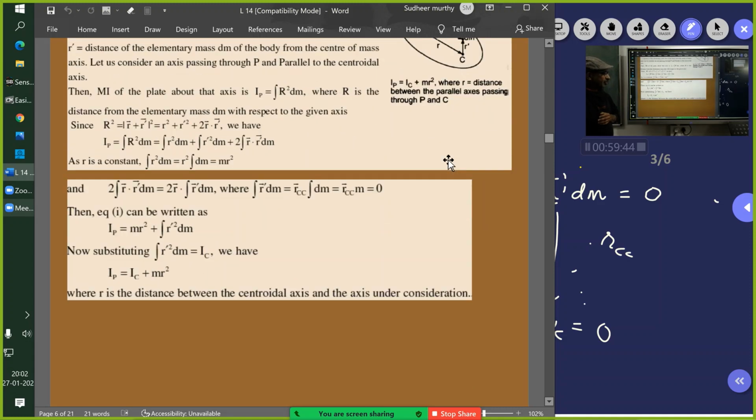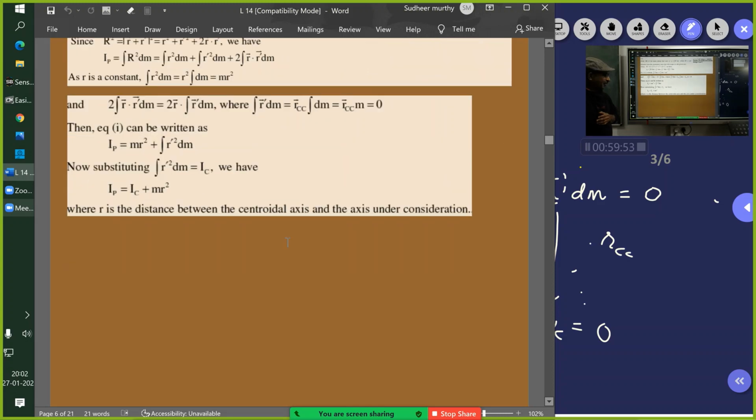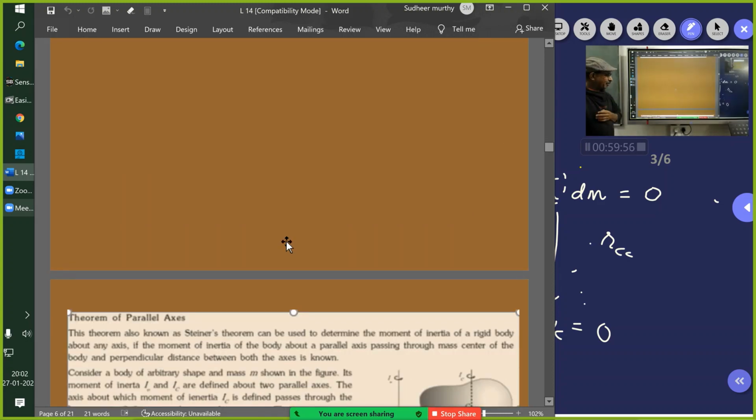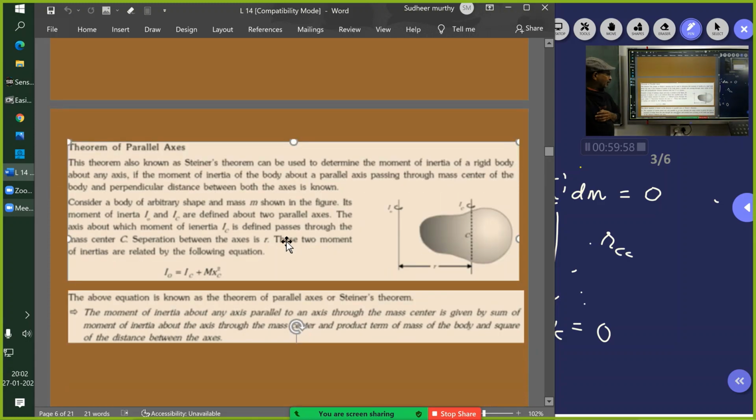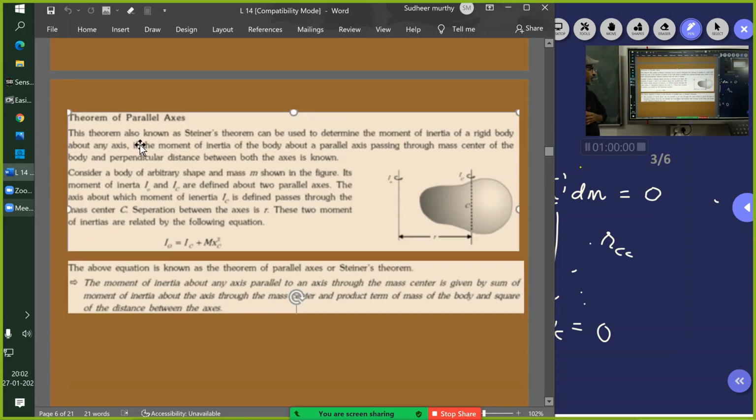Sir, so it implies that the moment of inertia about the center of mass is always the minimum. Yes, obviously. Very good abstraction. So another way to look at this one is like this. This theorem is also known as Steiner's theorem and can be used to determine the moment of inertia about any axis if the moment of inertia of a body about a parallel axis passing through the mass center of the body and the perpendicular distance between both the axes are known. That is important.